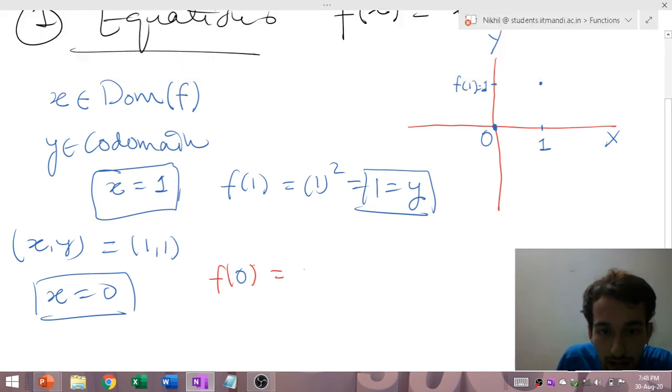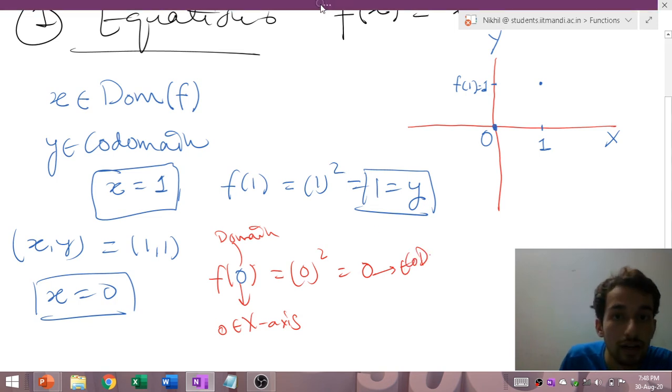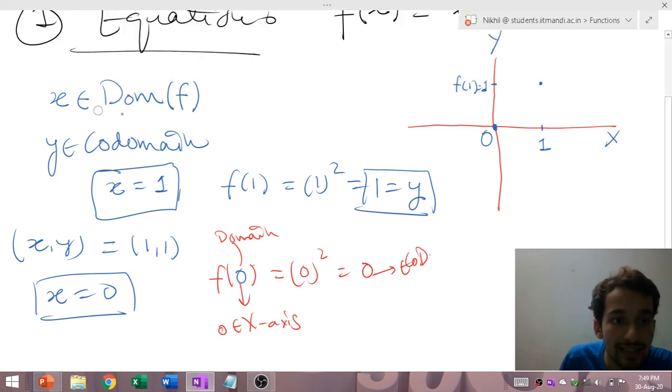If now I get the answer 0 squared, which is 0. So this 0, which is an element of the domain, lies on the x-axis, and this answer 0 is an element of the codomain. The answer which we are getting is an element of the codomain.